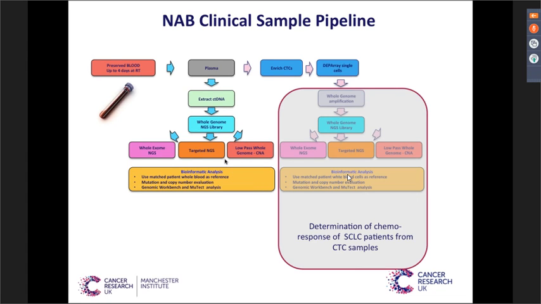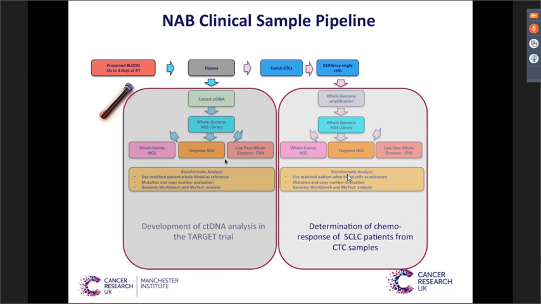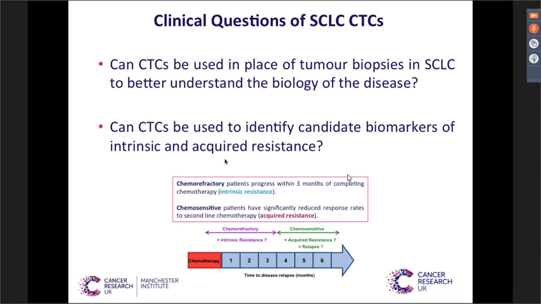So for the rest of the talk, I'll talk about a couple of the projects that we've done using this pipeline. One is using CTCs in small cell lung cancer patients to determine chemo response. And then in the final part of the talk, I'll talk about some of the work we're doing with ctDNA on a target trial.